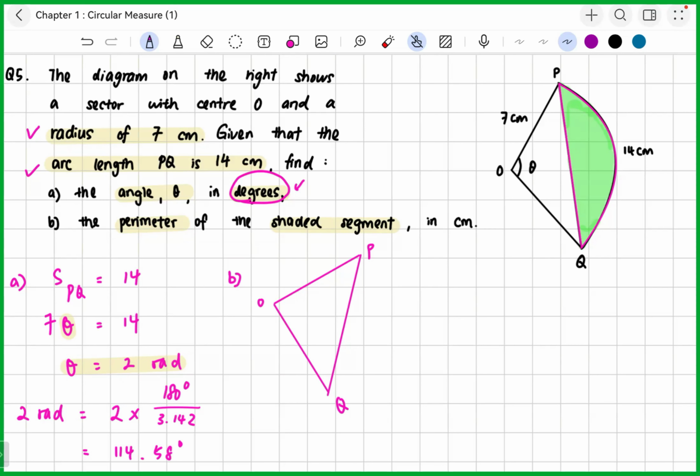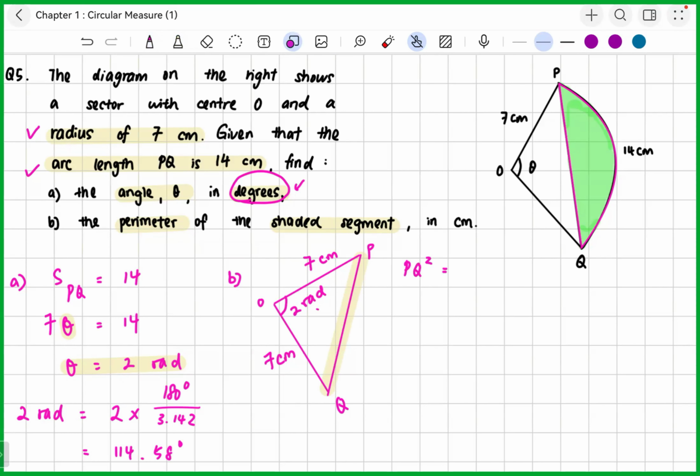So for this triangle, the information provided is actually OP and OQ, which are the same because they are both radius. So 7 cm, 7 cm. And then the angle is 2 rad. So we have this information. Now we want to find the line of PQ. We want to find the line of PQ. So we have to use cosine rule. So cosine rule is actually PQ square, the opposite.